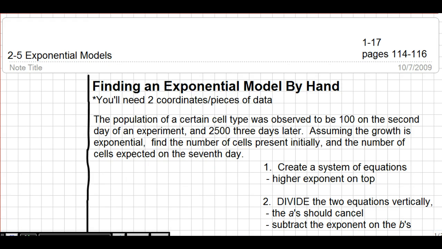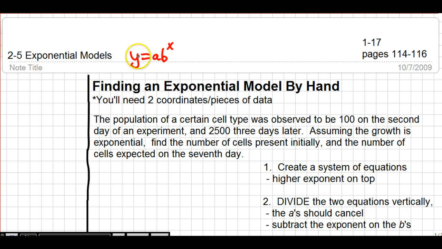This lesson is for FST, Lesson 2.5 on exponential models. A quick review for students on the exponential model itself. Usually looks like y equals ab to the x. The a is the starting value and the b is the growth factor. Growth factor could be greater than 1 if it's growth or less than 1 if it's decay.